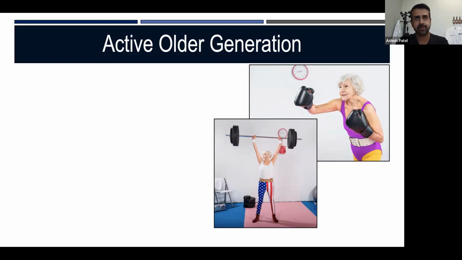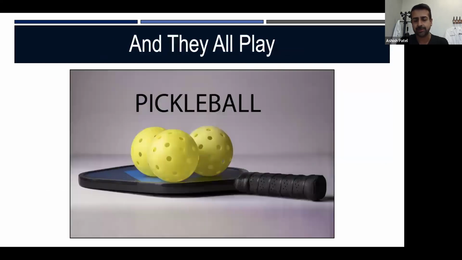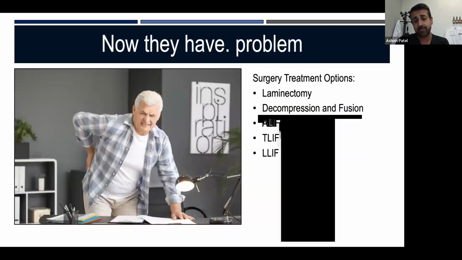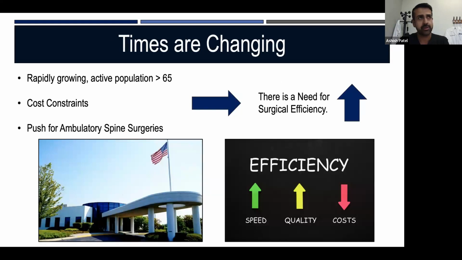And what I'm seeing in the office is a pretty healthy, active, older population. In fact, the data suggests that there's going to be a doubling of patients over 65 in the next 10 years. And everybody wants to play pickleball. So they're coming into the office with a back problem, and you've got to find the right solution that fits that patient. And hopefully it's a minimally invasive solution and an efficient solution.